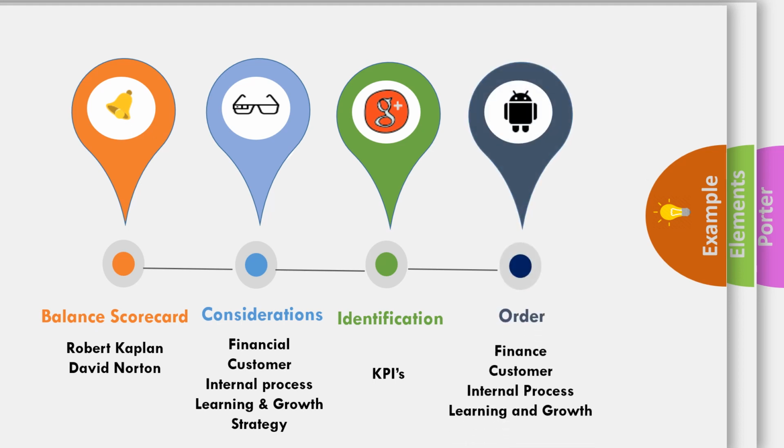And the other important aspect here is the order. So the order is important. The finance comes first, followed by the customers, and then the internal processes, and then learning and growth.